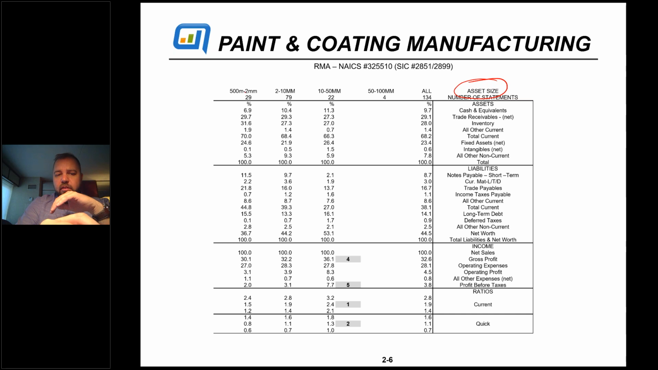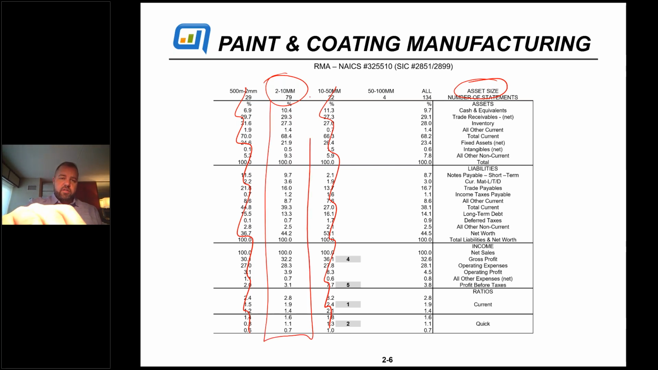So we got 500,000 to 2 million, 2 million to 10 million, and 10 million to 50 million. We're going to use the middle column. So I don't even have to look at half of these numbers that are on this page. I can just erase them. I'm only going to look at the middle column to do our industry averages or industry comparisons.